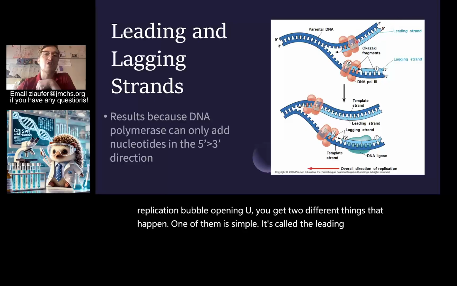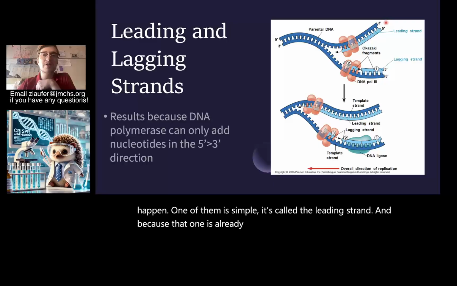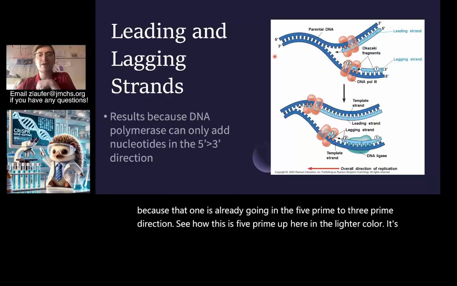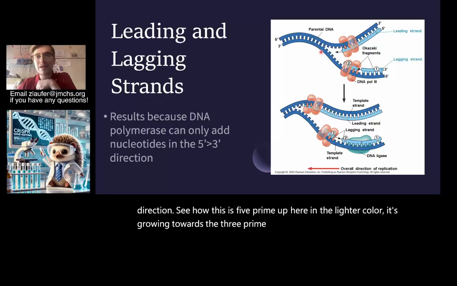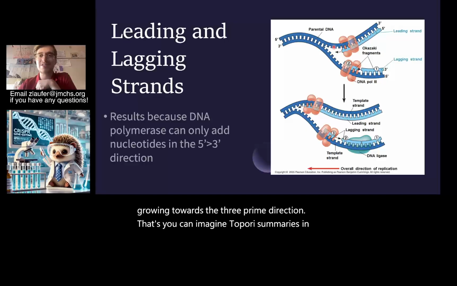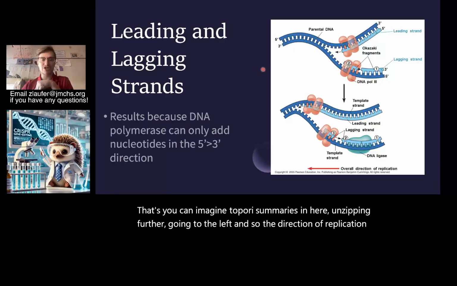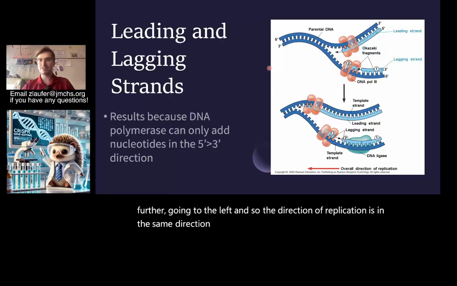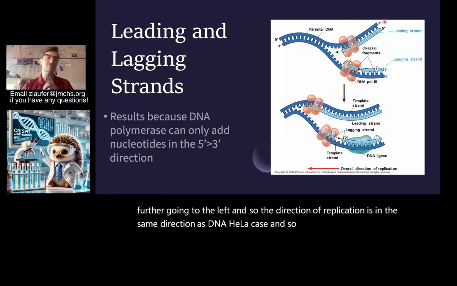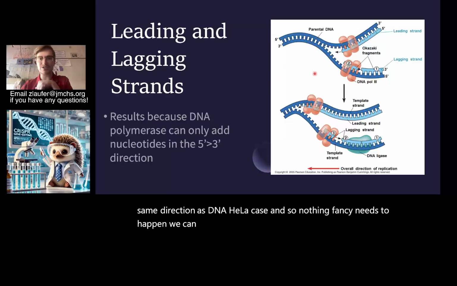And because that one is already going in the 5' to 3' direction, see how this is 5' up here in the lighter color, it's growing towards the 3' direction. You can imagine topoisomerase in here, unzipping further, going to the left. And so the direction of replication is in the same direction as DNA helicase. And so nothing fancy needs to happen. We can continue growing that continuously.